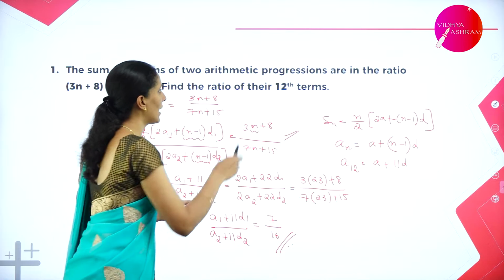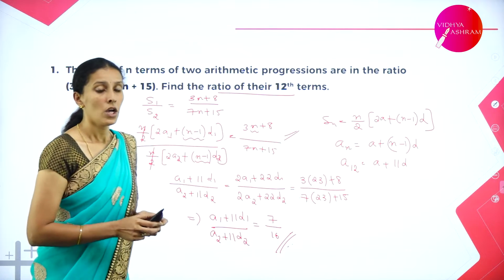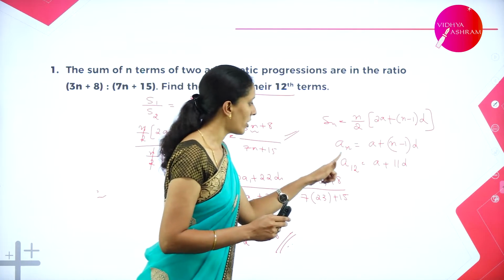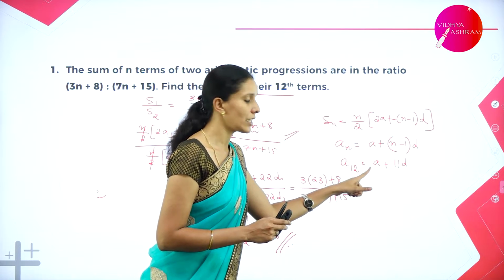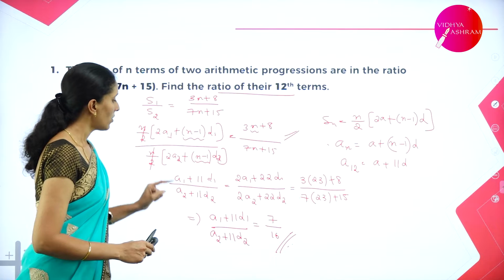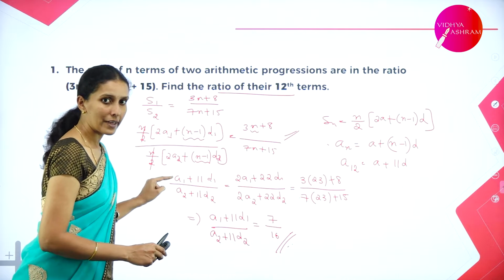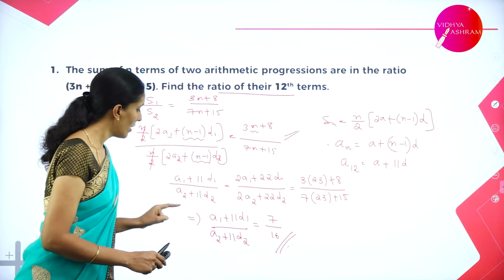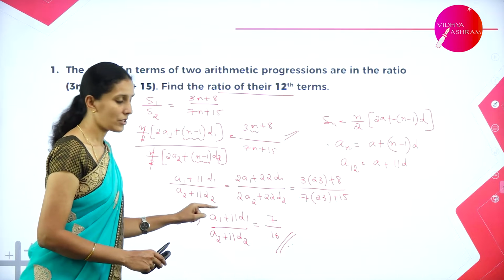We are supposed to calculate the ratio of the 12th term. How is the 12th term written generally? It is written as A12 is equal to A plus 11D, using the formula of the nth term. So for the first progression, you can write this as (A1 plus 11D1) divided by (A2 plus 11D2).